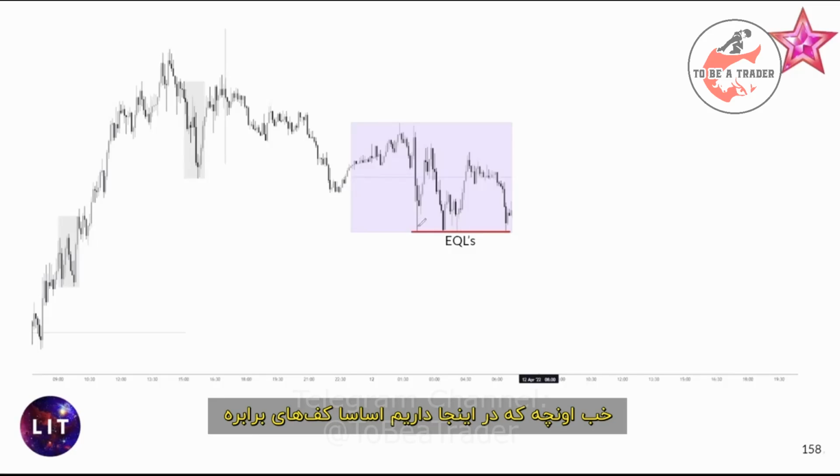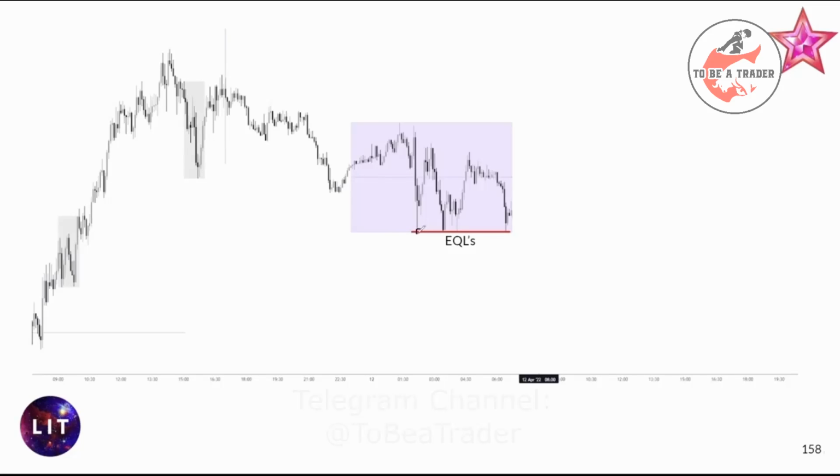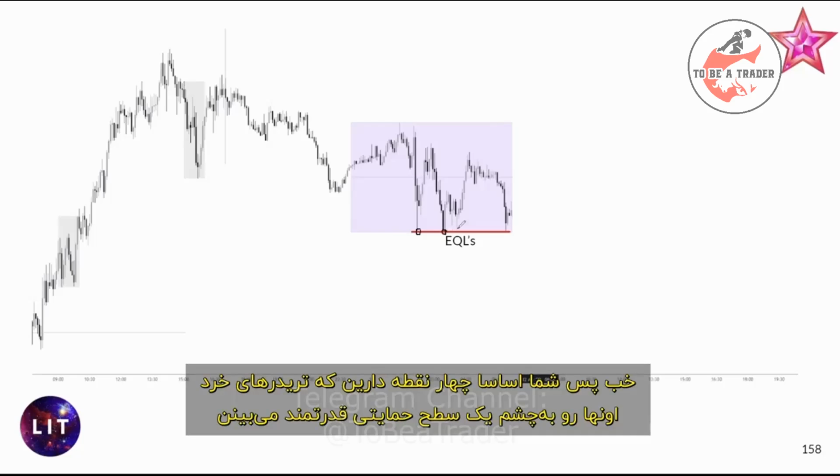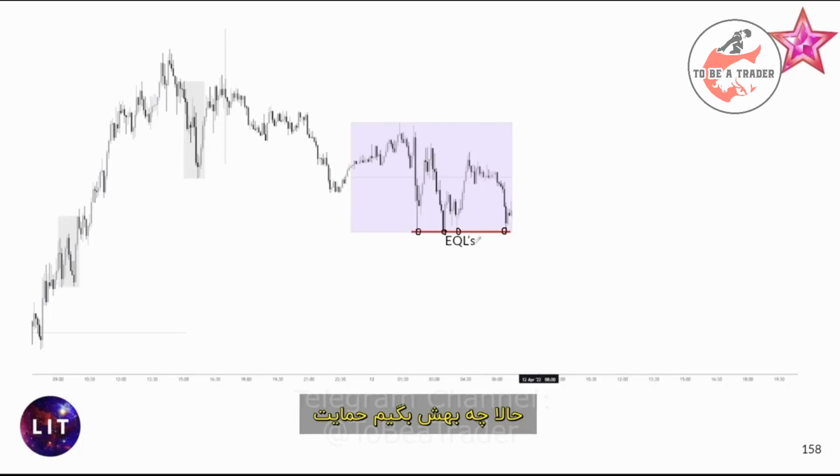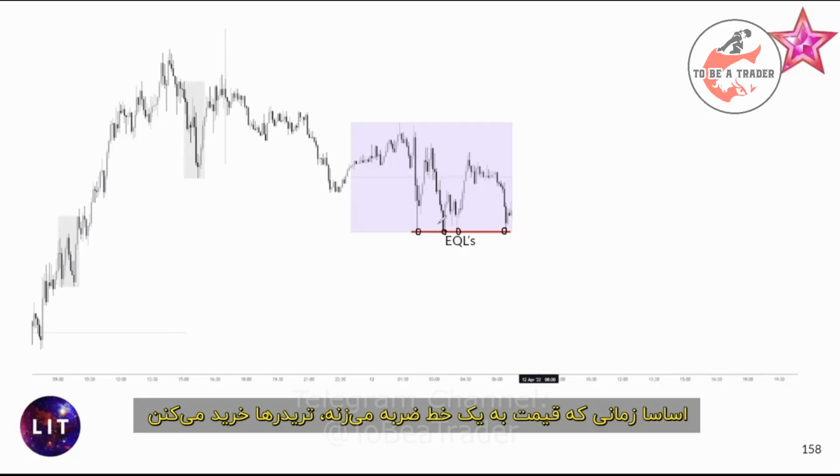So what we have here is essentially equal lows. You have your points there. So you have essentially 4 points where retailers get in, seeing this as a strong level of support. So whether it's support or equal lows, equal highs, or resistance, there's different names for it. So whatever you're familiar with. So essentially when price taps a line, of course, people buy.